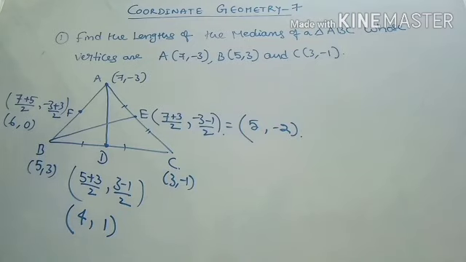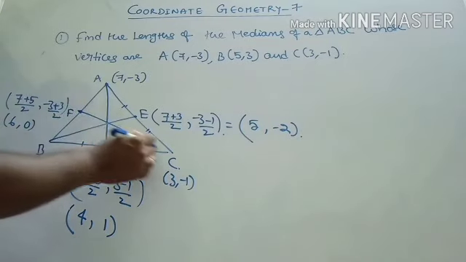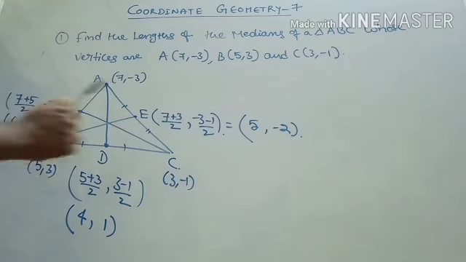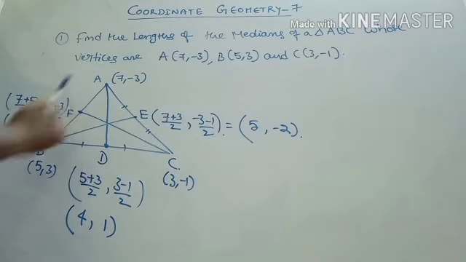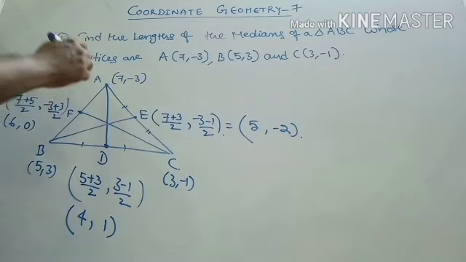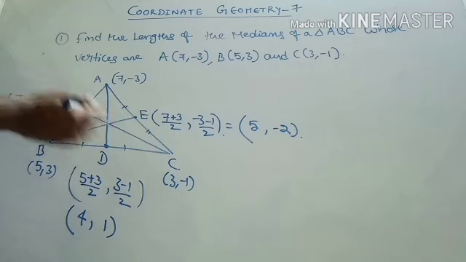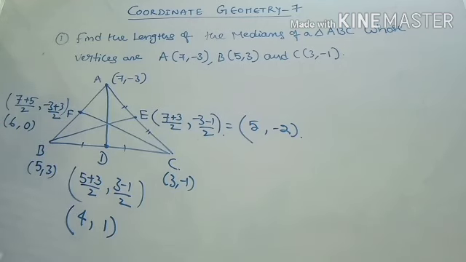Now CF is the third median, from vertex C to the midpoint of the opposite side. Now we need to find the lengths of AD, BE and CF. This is our job now. You see how we are going to do this part.